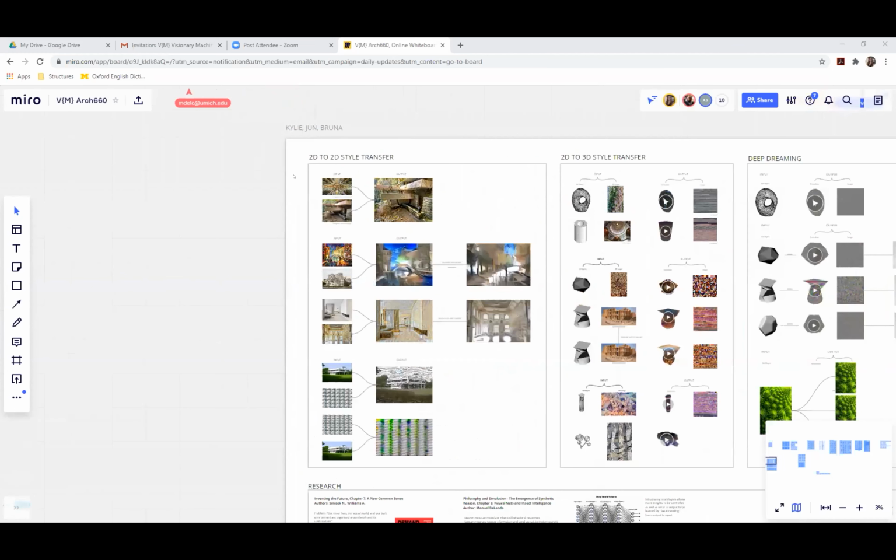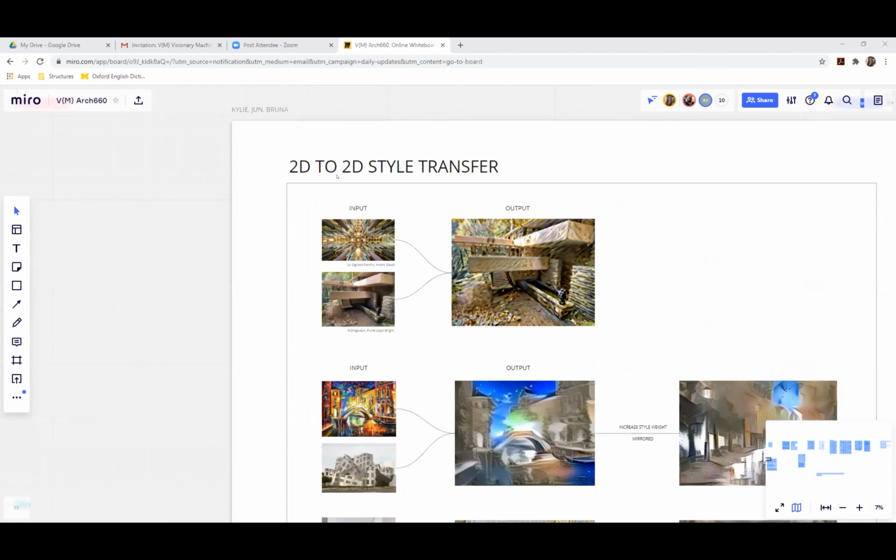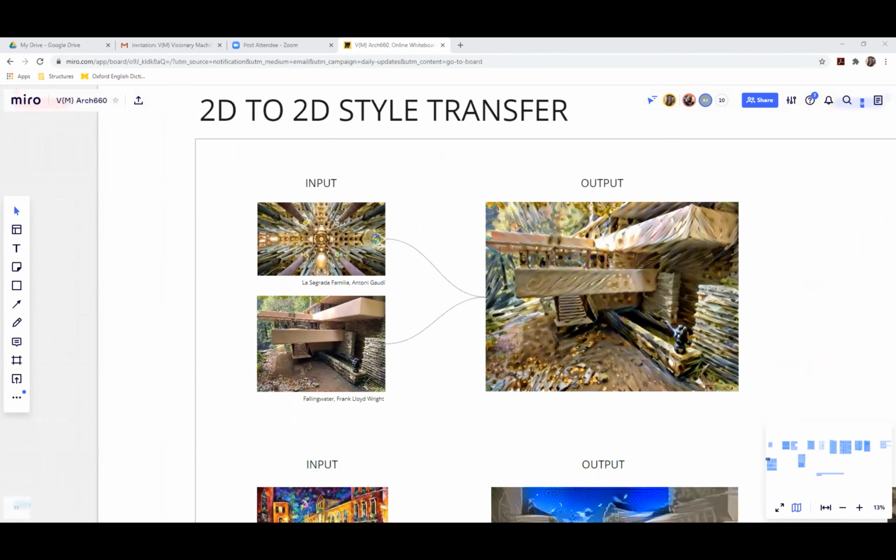So I'm Kylie. I'm June. I'm Bruna. And we started with 2D to 2D style transfer. So these are some of the examples of the input and output. This first one with Fallingwater as an architectural example, and an exterior photo, and then the interior of La Sagrada Familia, and how changing the style weight could affect the color and texture of this final output image.